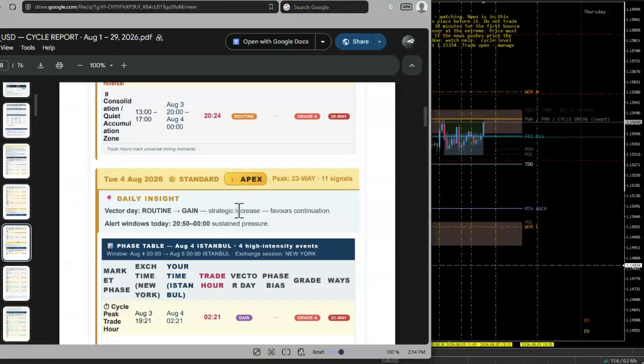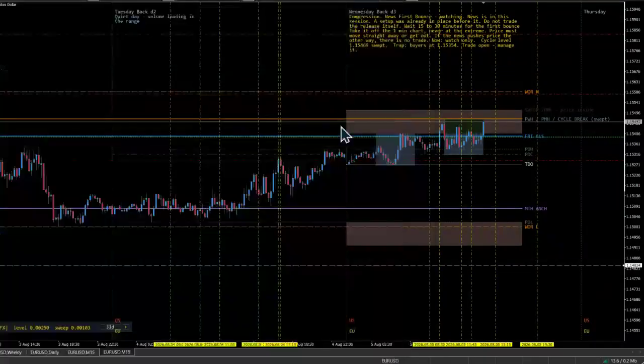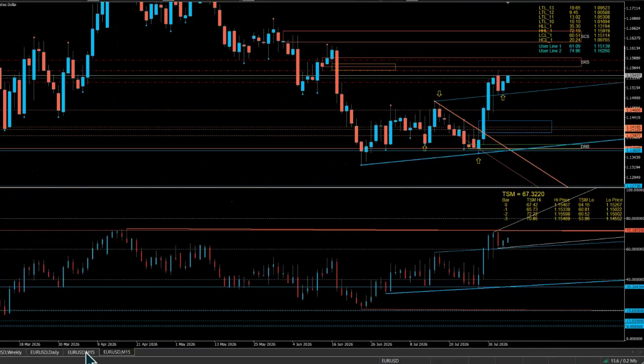This is Euro Dollar, right? So this is Tuesday. Now look, Tuesday was a gain day. Knowing that it's a gain day is important because it means that we're highly likely going to close higher than we opened. That's your gain day. Tuesday is also a trade day. That was yesterday, right?